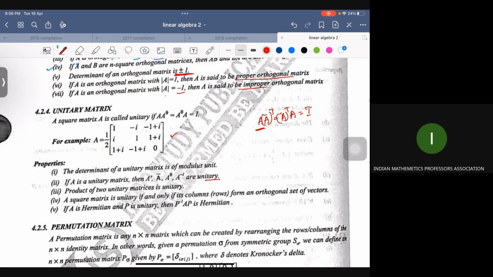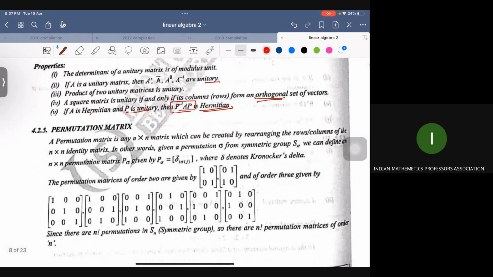A square matrix is unitary if and only if its columns form an orthogonal set of vectors. We will see this in tomorrow's or the day after tomorrow's class, what is an orthogonal and orthonormal set and all. And if A is Hermitian and P is unitary, we can say that P inverse AP is Hermitian. A is a Hermitian matrix, and if P is a unitary matrix, P inverse AP is a Hermitian matrix.